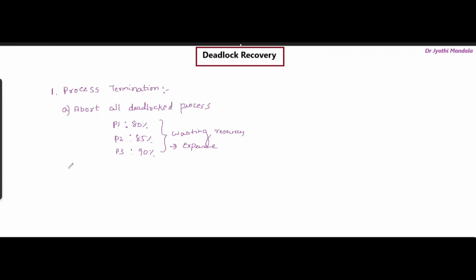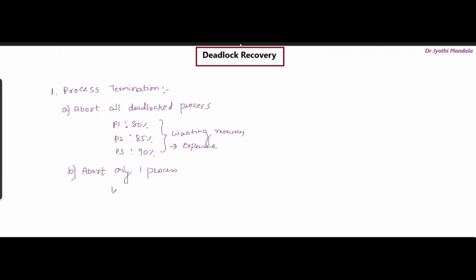All right. To solve this problem, in the second approach of process termination, it is told to abort only one process at a time. Instead of aborting all the processes at one time, which is an expensive approach, abort only one process at a time. That means you abort one process and then see whether the other processes have come out of the deadlock or not. If they still could not come out of the deadlock, abort the second process, like that.